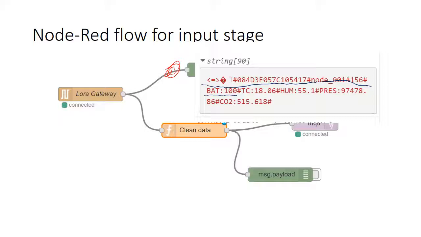BAT:100 followed by a hash. So the BAT is the battery value, colon is a separator, and 100 is telling me that the battery is 100% charged, and hash is just a separator character between the differing sensor outputs. And the next one is temperature, then the next one is humidity, next one is pressure, and the final one is carbon dioxide output. So that gives you an idea of what the data actually looks like when we're pushing it out of the serial interface from the LoRa gateway.